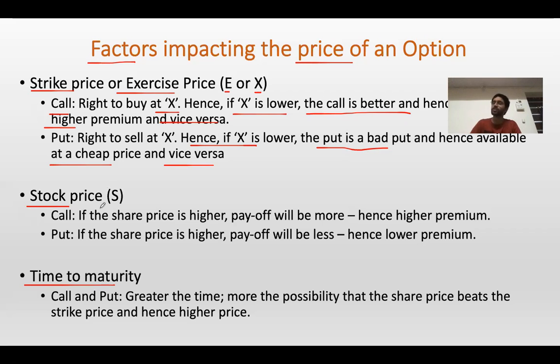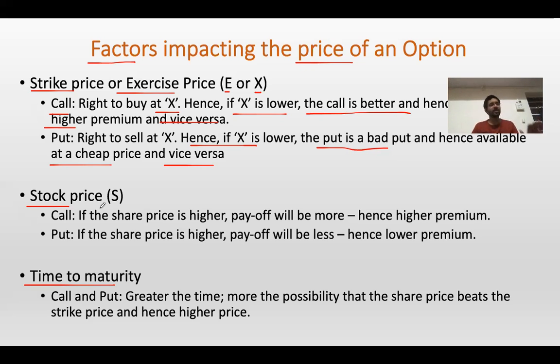S being the share price on maturity, X being the strike price, right? So S minus X is the payoff of a call option. Obviously, the call option is going to have a higher payoff if S is higher. If S is less, the call option will have a lower payoff. So now let's take two call options.